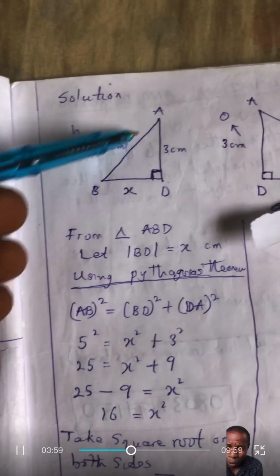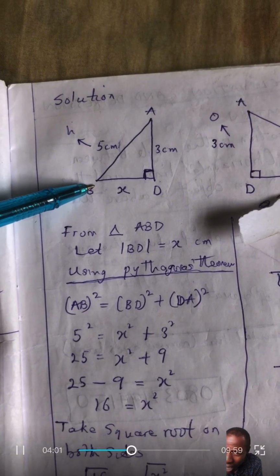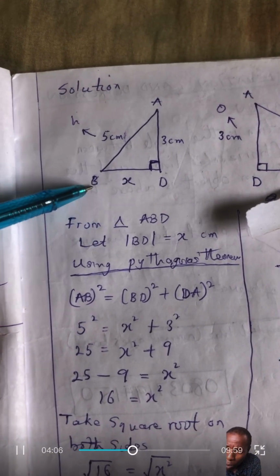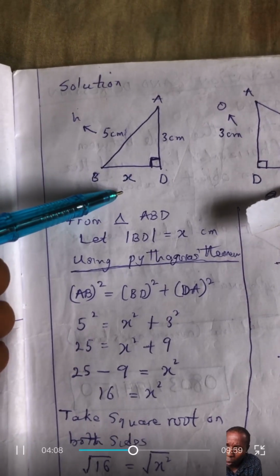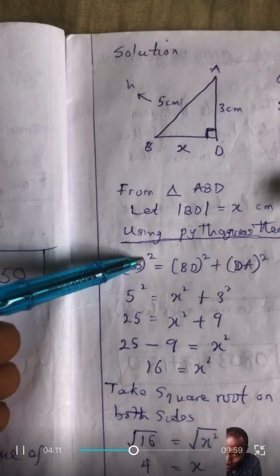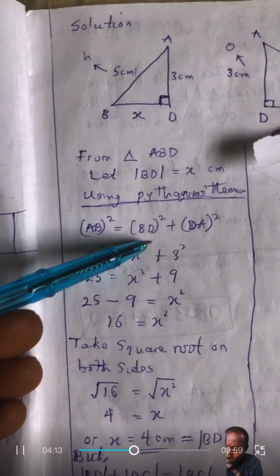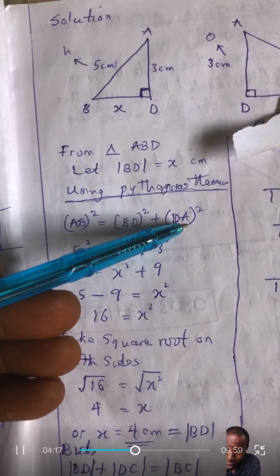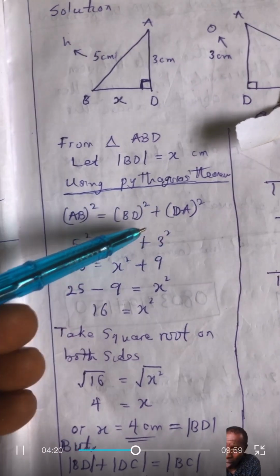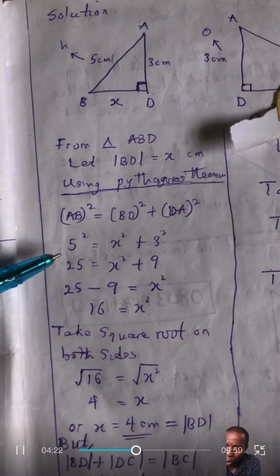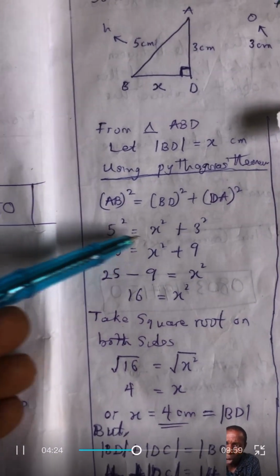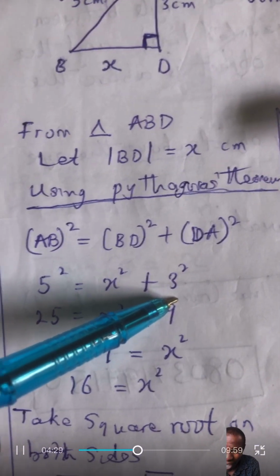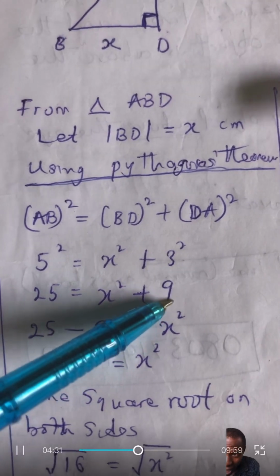Don't forget that you have to indicate a letter for the unknown side that you are looking for. So we take x to be the unknown side, which is BD. So now to the formula: AB squared, that AB is the hypotenuse, is equal to BD squared plus DA squared, that is the other two sides. So we now put the values there. We have 5 squared is equal to x squared plus 3 squared, and 5 squared is 25, is equal to x squared, and 3 squared is 9.